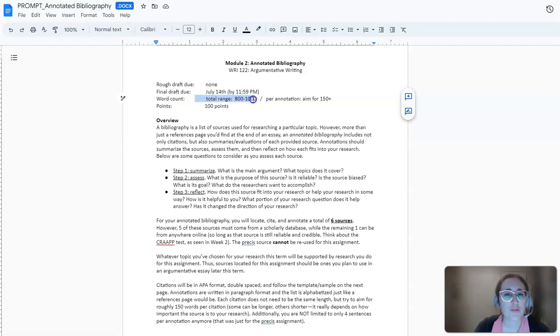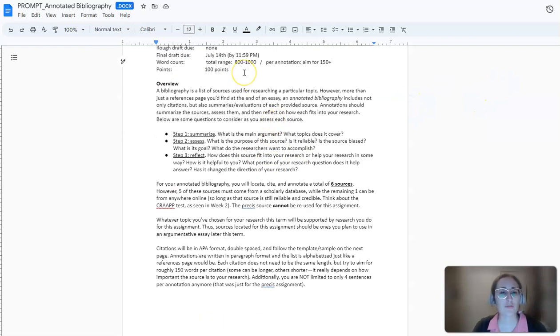The total word count for this one is 800 to 1,000, but the reason for that is it's split up into different annotations, and each annotation you'll want to be roughly around 150 words. So it can vary, but we'll talk more about that in a second, and it's worth a total of 100 points for this assignment. So for just the overview, if you've written a bibliography before, essentially it's really similar to what we did for the rhetorical précis, where you talk about what is the source about, how useful is it going to be for you, and what the purpose of the source is. So annotations essentially summarize sources, but they also reflect on how it is going to fit into your own research and help answer your research question that you're coming up with for the proposal.